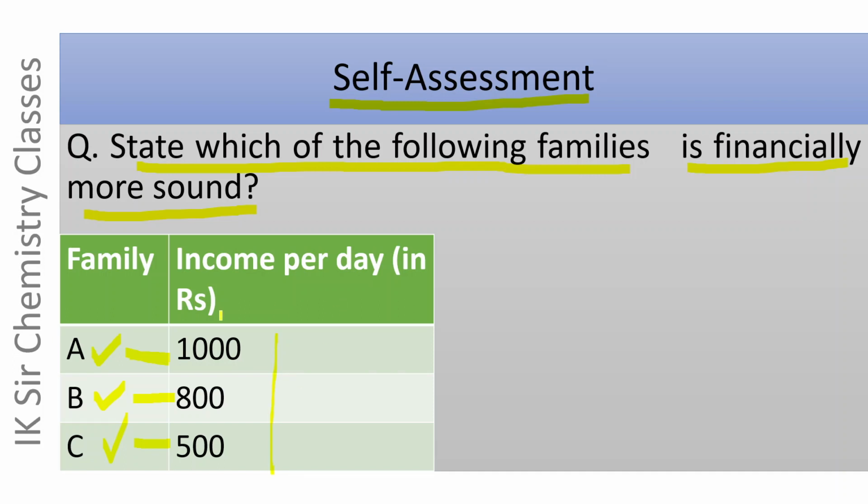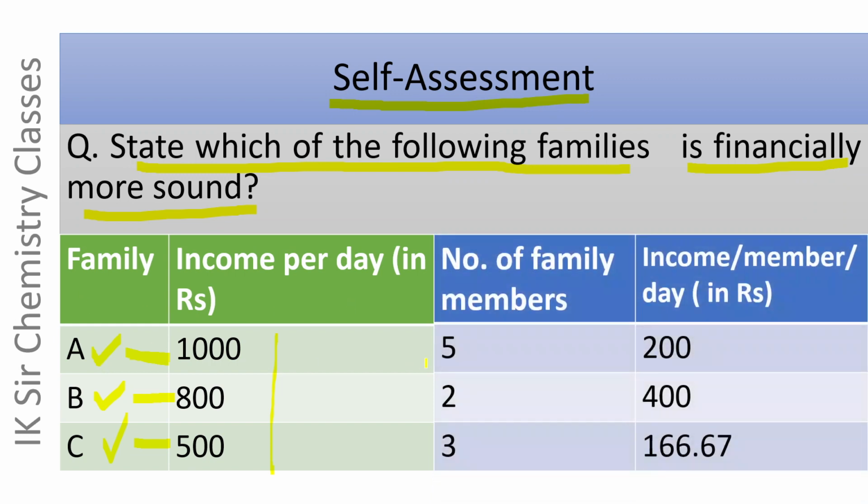Let us see the number of family members in these families. Family A has 5 members, B has 2 members, and C has 3 members. Now let us calculate income per member per day in rupees. It will have rupees 1000 divided by 5, that is rupees 200 per member per day. B has rupees 400 per member per day, and family C has rupees 166.67 per member per day. Now it is obvious that family B is financially more sound and not family A, because we have considered income per member per day.